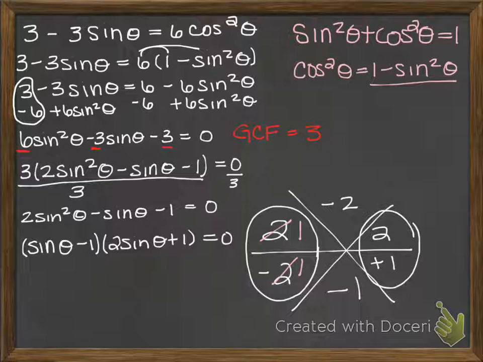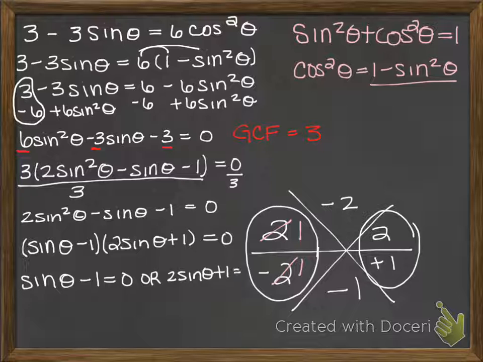I can then separate these two equations, set each equal to 0, and solve. Sine of theta minus 1 is equal to 0, or 2 sine of theta plus 1 is equal to 0. Here, I have sine of theta is equal to 1, or I would subtract 1 and then divide by 2. I have sine of theta is equal to negative 1/2.